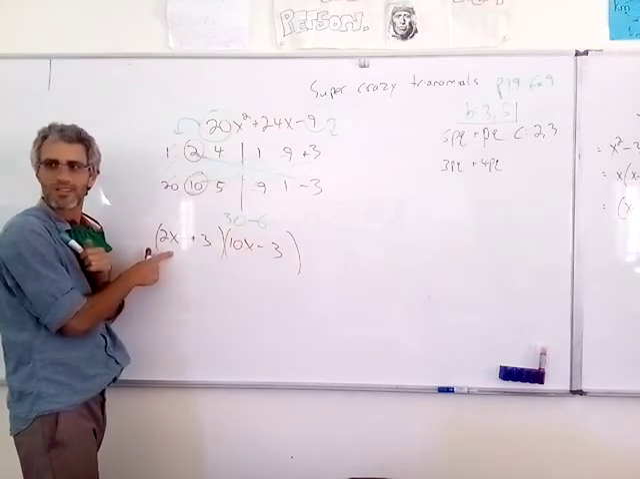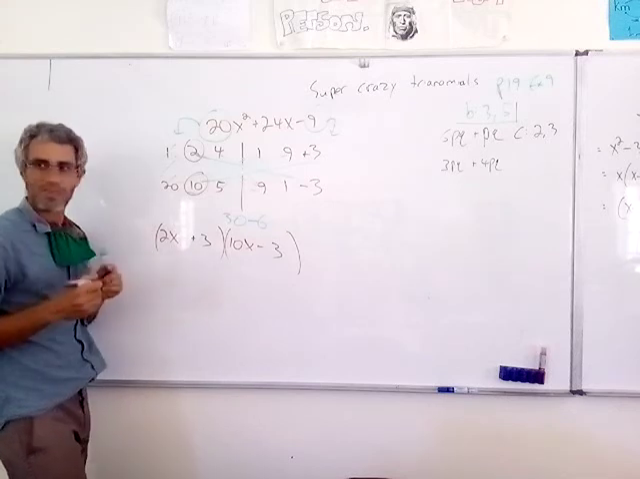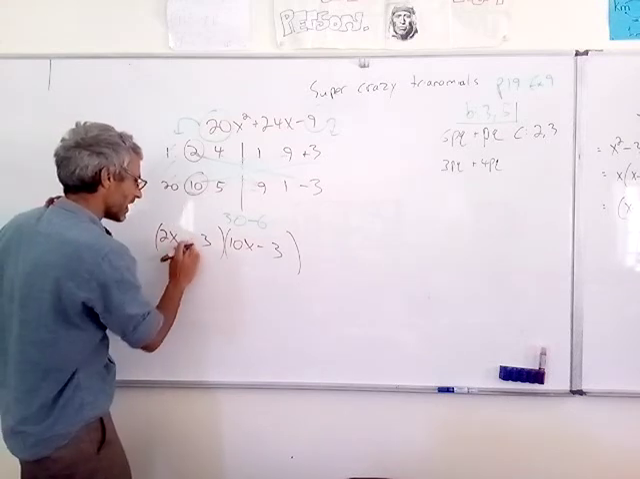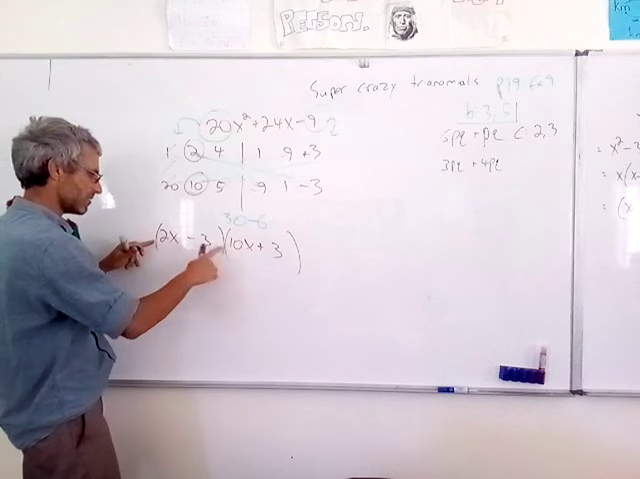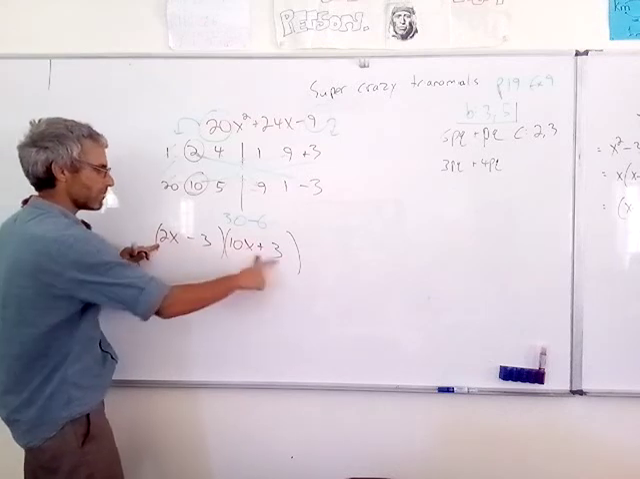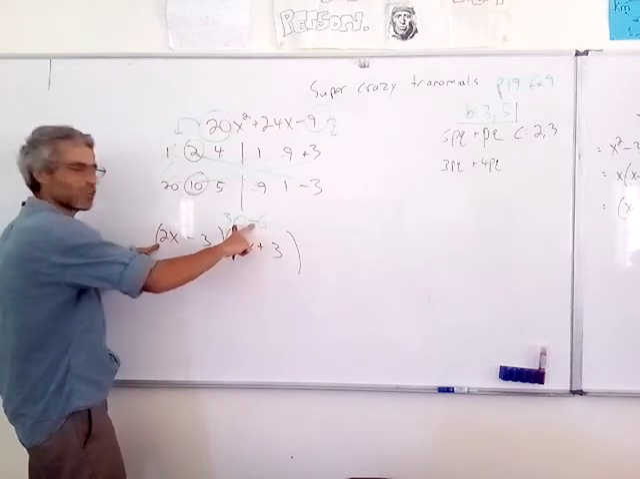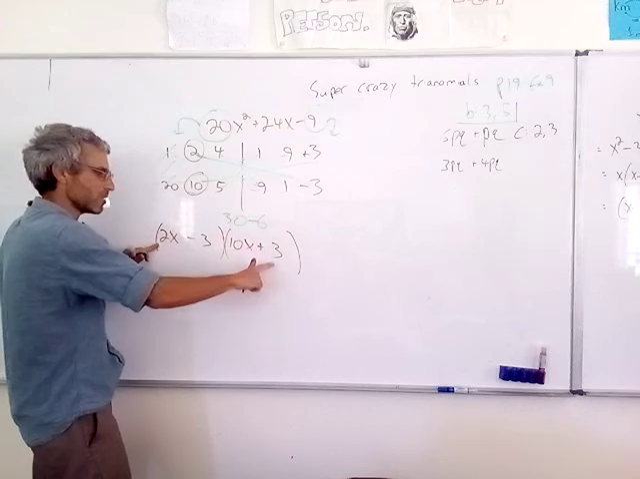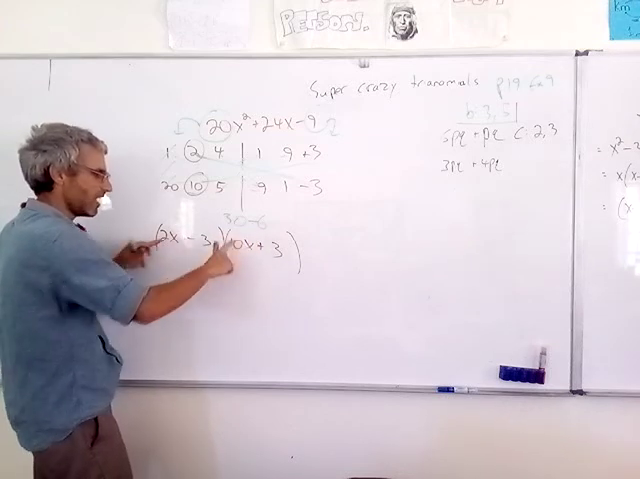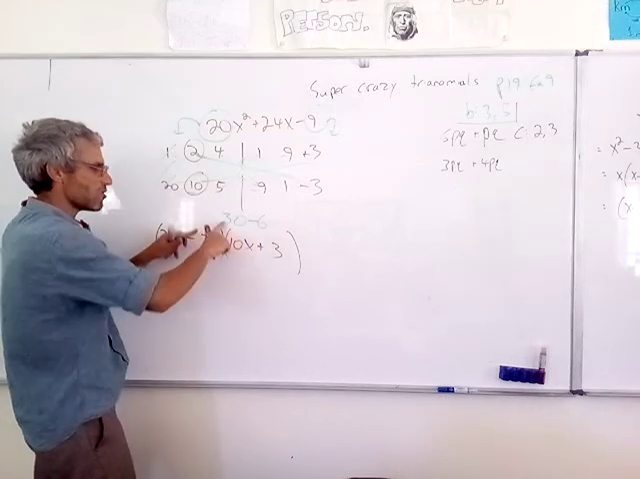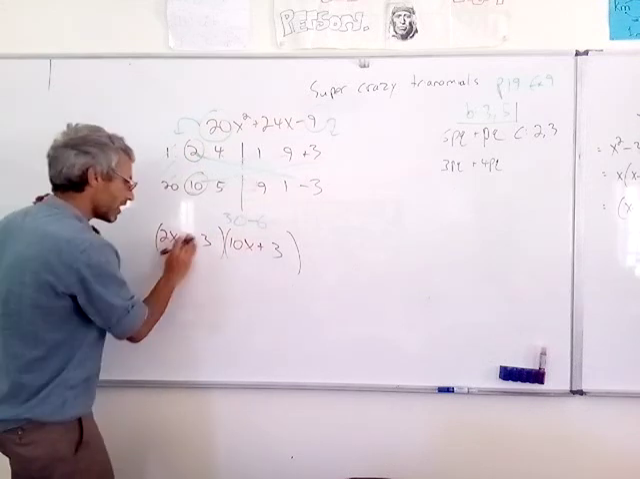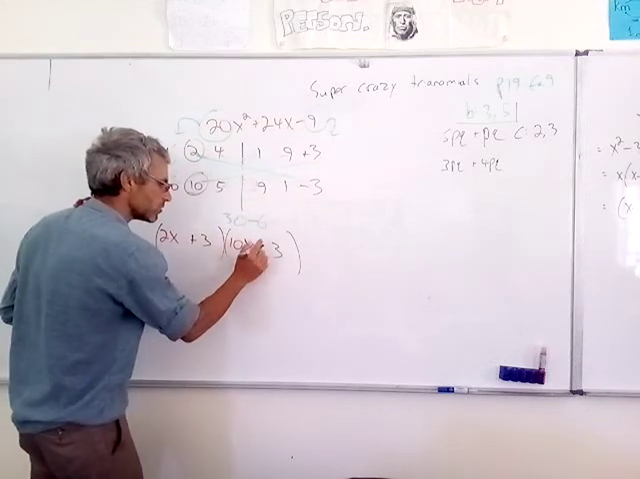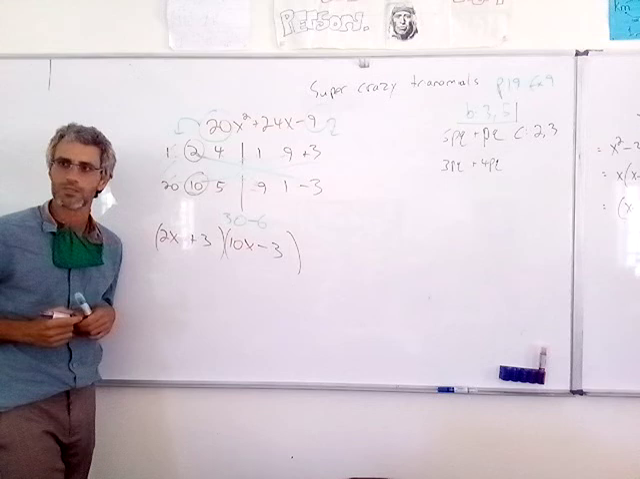So it works. Now, if you made the mistake and you put the minus 3 here and the plus 3 there, then 2 times 3 is going to give us plus 6, not minus 6. And 10 times minus 3 will give you minus 30. So you're going to get minus 24. So it doesn't work. That last step is actually really confusing.